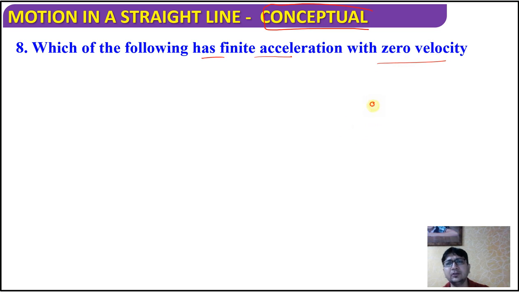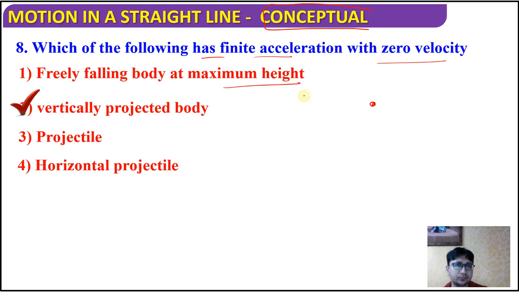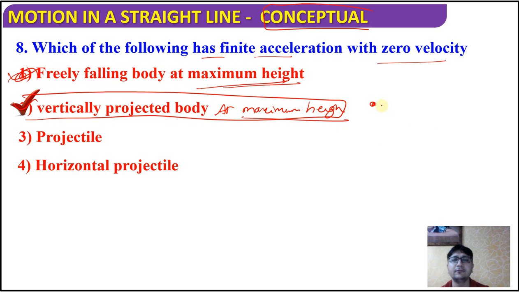We can say an example is when a body reaches the highest point, a freely falling body at maximum height, yes. Vertically projected up body, finite acceleration with zero velocity. Actually, the whole answer must be vertically projected body at maximum height. I should write like this. Okay. Vertically projected, not freely falling. It should be vertically projected body at maximum height. When the body reaches the highest point, velocity becomes 0 but acceleration is the same.